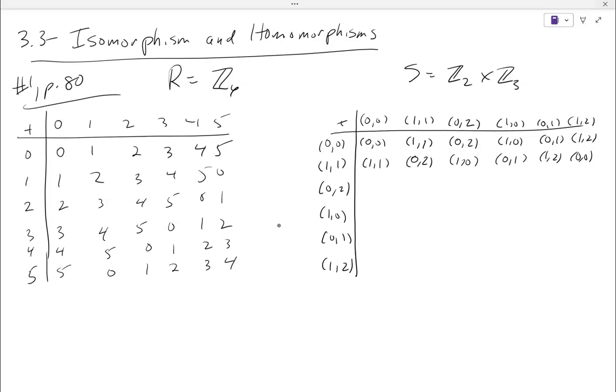If we do the next one, we should get 0, 2. 0, 2 plus 1, 1 gives us 1, 0. 0, 2 plus 0, 2 will give us, what do I get there? 0, 1. And then we'll get a 1, 2 and a 0, 0 and a 1, 1.